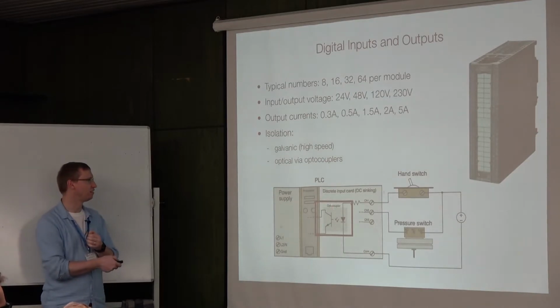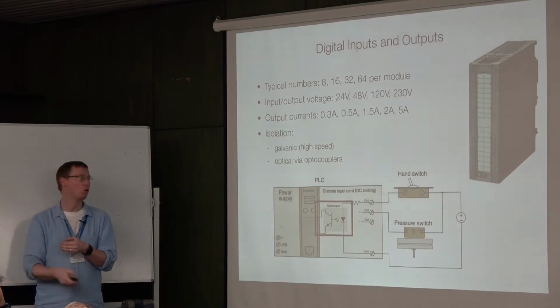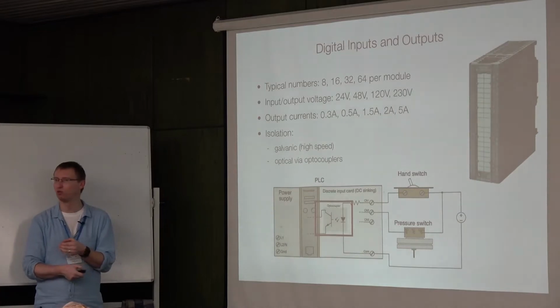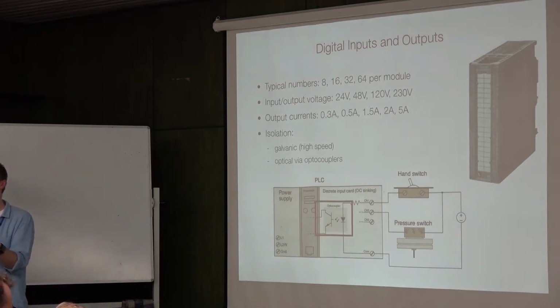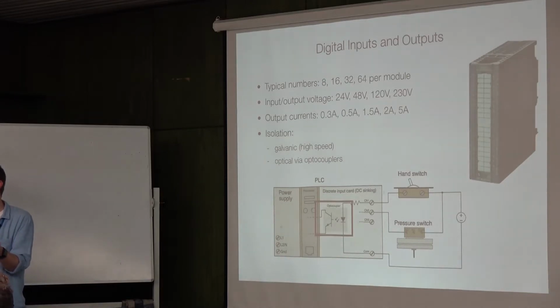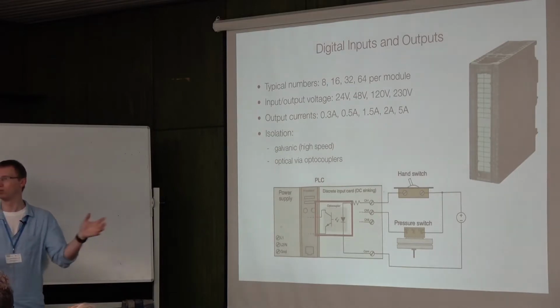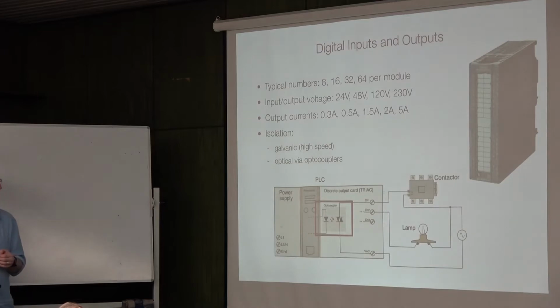And this isolation is usually done either in a galvanic fashion for high-speed communication, or it can be done by optocouplers, where you do a complete separation of the two electrical circuits. So it makes your CPU basically indestructible by some kind of electrical disturbance that might happen on the cables which connect the PLC to your sensors and to your actuators. And this isolation can be implemented both for inputs as well as outputs.